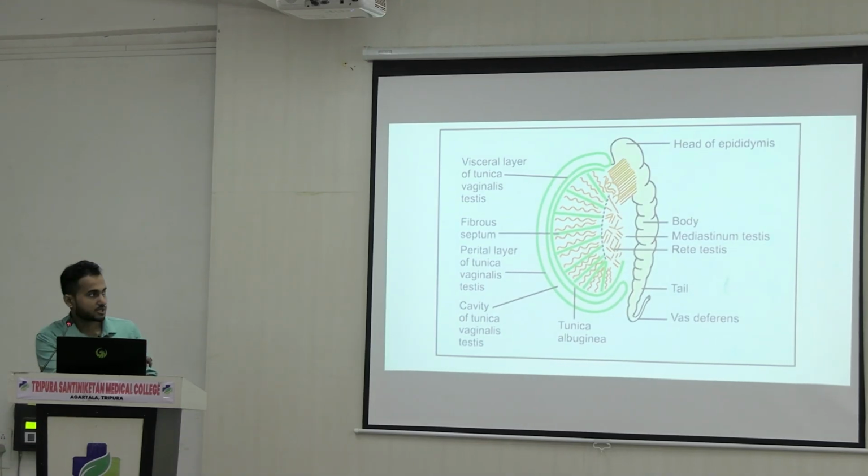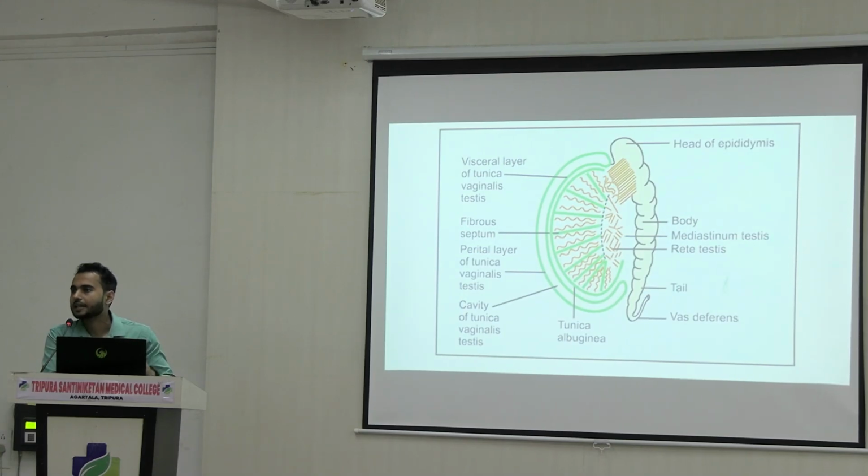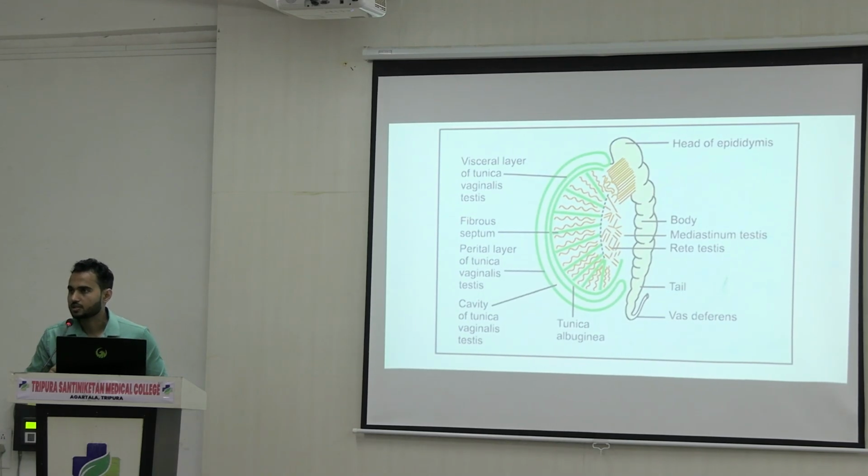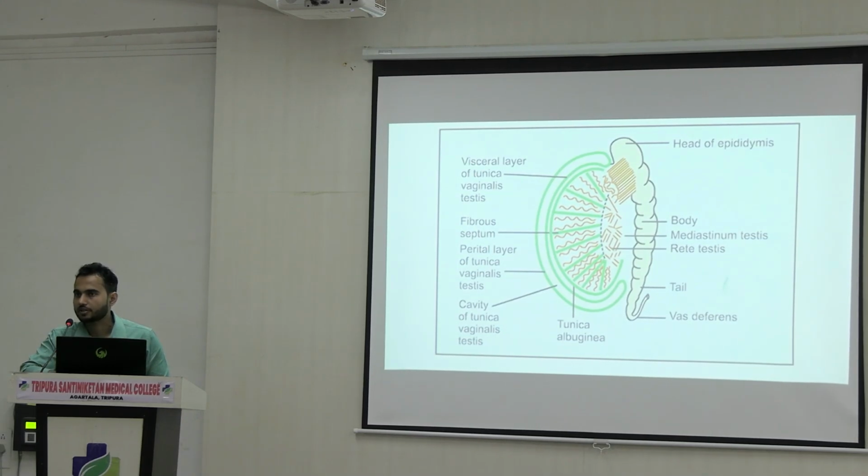After that, the efferent ductules form a highly coiled tube that will constitute the body and the tail of the epididymis. As you can see, this is the body and the tail of the epididymis. After that, it will continue as vas deferens. So this is the direction in which the spermatozoa travel through the various parts. It is the conducting part, as you can see.